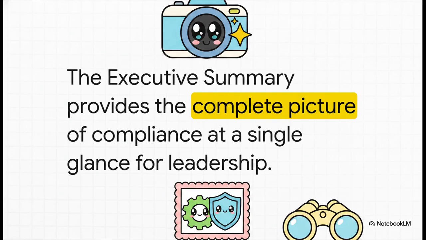Remember our question from the beginning. If you find a critical regulatory failure or some massive vulnerability, this is the exact place it needs to be highlighted. It has to be front and center so leadership can allocate the right resources to fix it immediately.